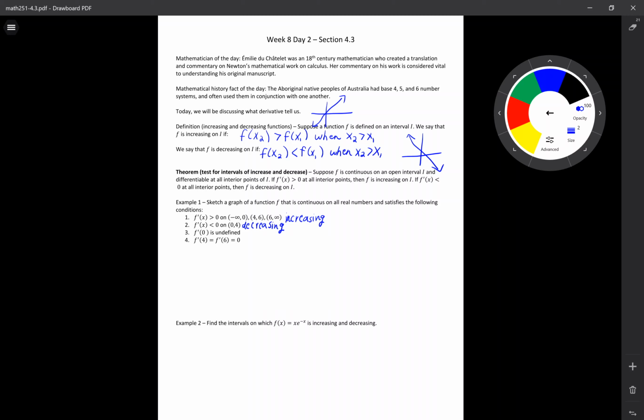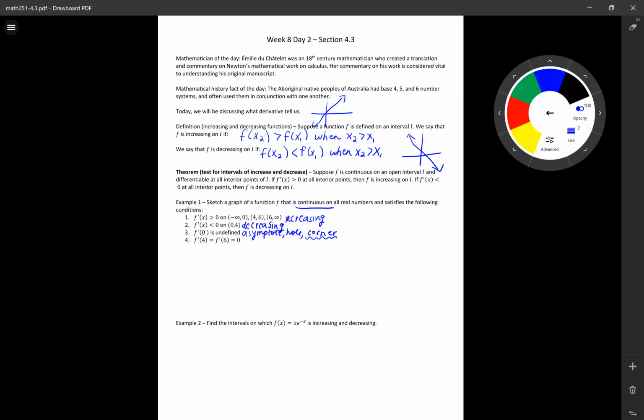F prime of 0 is undefined. What does it mean for the derivative to be undefined? Well, we can either have an asymptote there, a hole there, or a corner here. However, we have to pay attention because in this particular example, we want f to be continuous on all real numbers. So if I have an asymptote or a hole, I won't be continuous, so I need to be a corner.